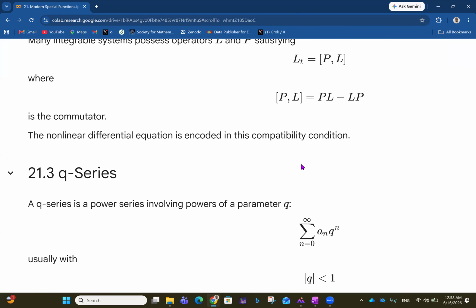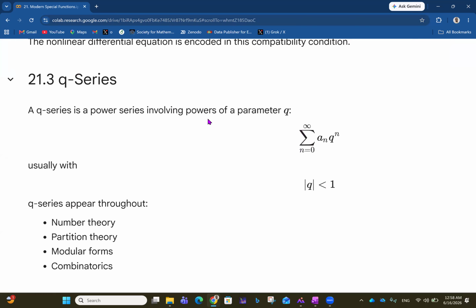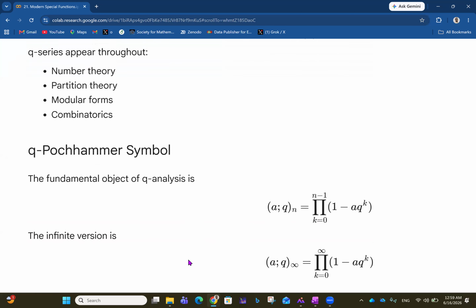So we have 21.3, which talks about q-series. A q-series is a power series involving powers of a parameter q, right? That's the summation from n equals 0 to infinity of a_n q to the power n, usually with the absolute value of q less than 1, meaning that q lies between -1 and 1. Q-series appear throughout number theory, partition theory, modular forms, and combinatorics. And then we have the q-Pochhammer symbol.